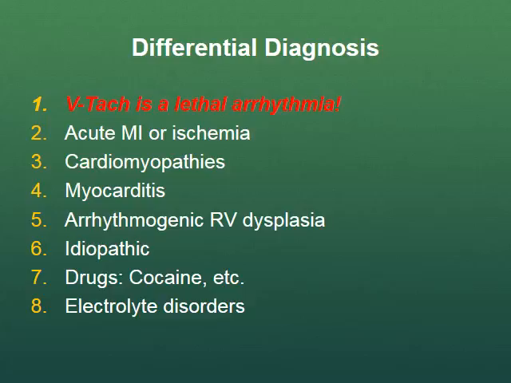All right, first and foremost, it's important to remember that VTach is a lethal arrhythmia and needs to be treated. People don't just walk around in VTach. This is an extremely lethal rhythm and needs to be addressed. Causes of VTach: acute MI, ischemia, cardiomyopathy, myocarditis, arrhythmogenic right ventricular dysplasia, idiopathic, and drugs and electrolyte derangement.